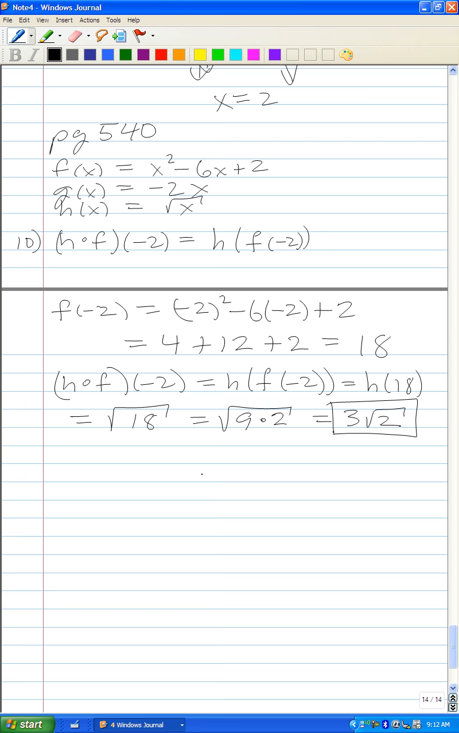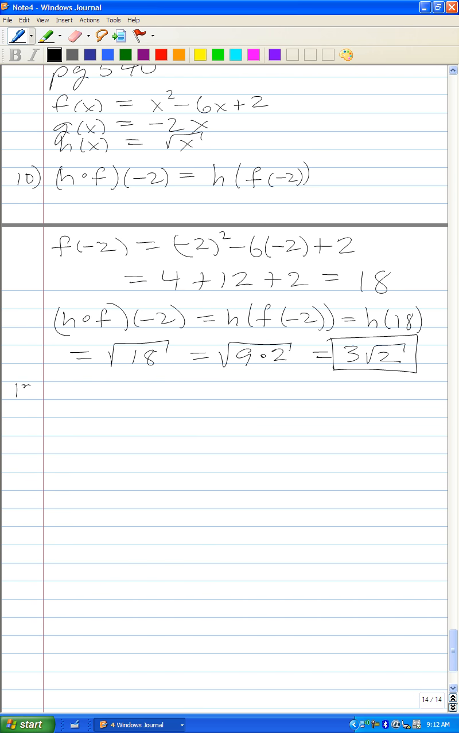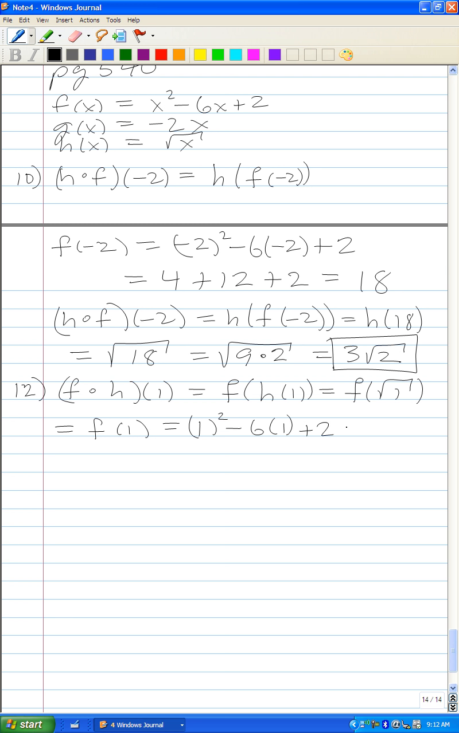Let me do problem number 12. F composed with h at 1. So this is f evaluated at h of 1. But h is just a square root. So this is f evaluated at the square root of 1. But the square root of 1 is just 1. So let's plug in for x 1 in the formula for f. So it's 1 squared minus 6 times 1 plus 2. So 1 minus 6 plus 2 is equal to negative 3.